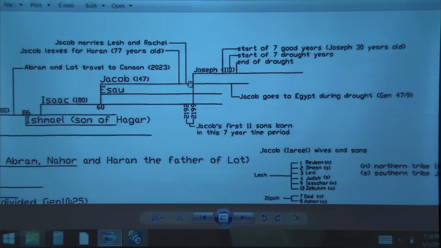Who are the Jews? The Jews are the descendants of the southern tribe, which would have been Judah and Benjamin. So Jews are typically just Judah and Benjamin. An Israelite could mean any of the 12. Typically it refers to the 10 northern tribes. And they were everyone but Judah and Benjamin.